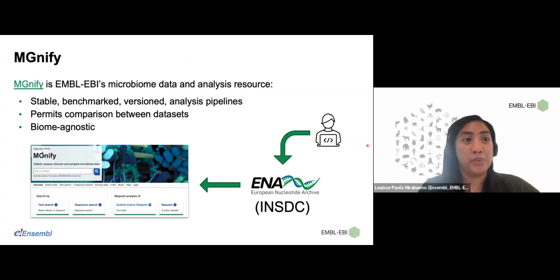So if you work with microbiome data, Ensembl has genome assembly data and genome annotation data. But you might also be interested in the MGnify resource. This is another resource by EMBL-EBI, the European Bioinformatics Institute. What it provides is stable, versioned analysis pipelines for microbiome data. And what you can do is compare between different data sets and find out what species you have in your sample set.